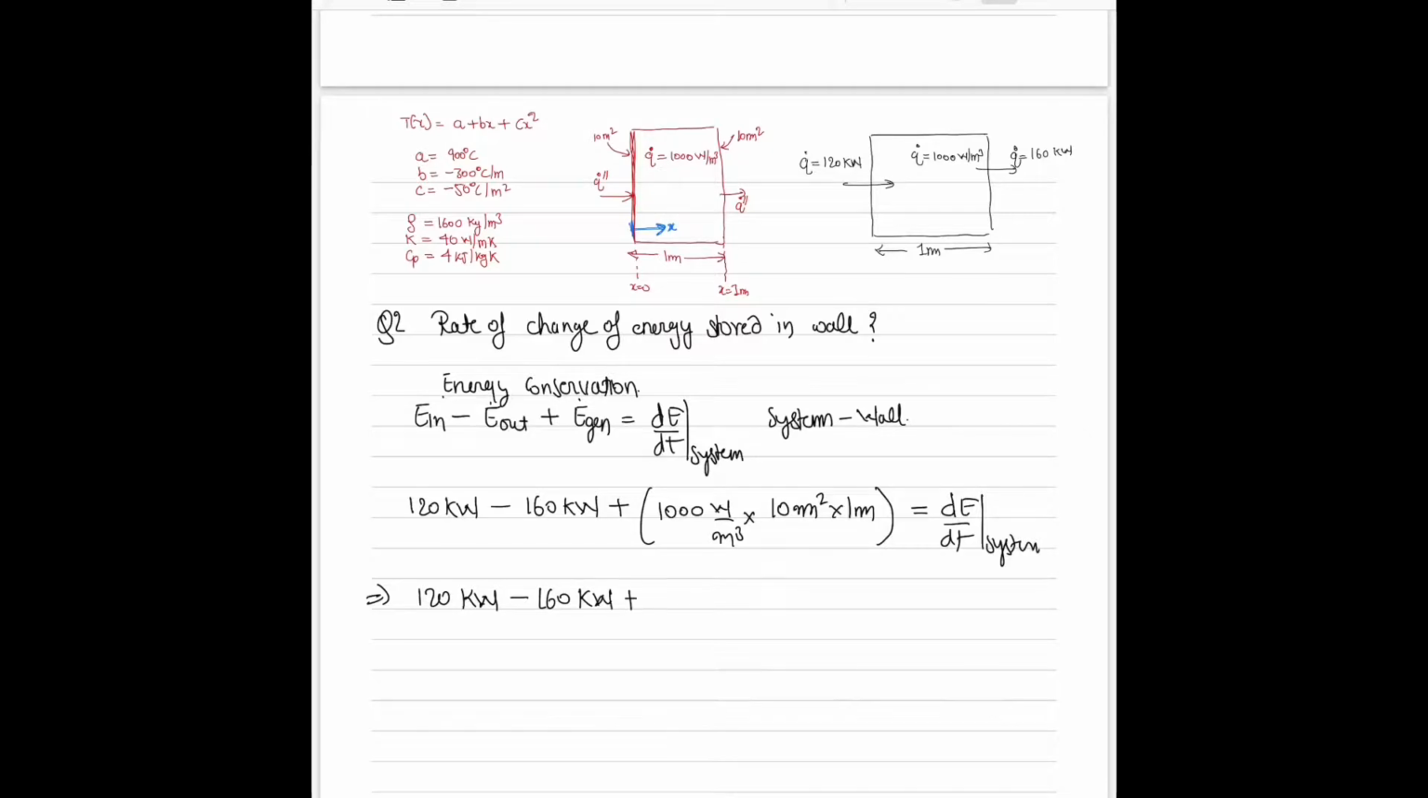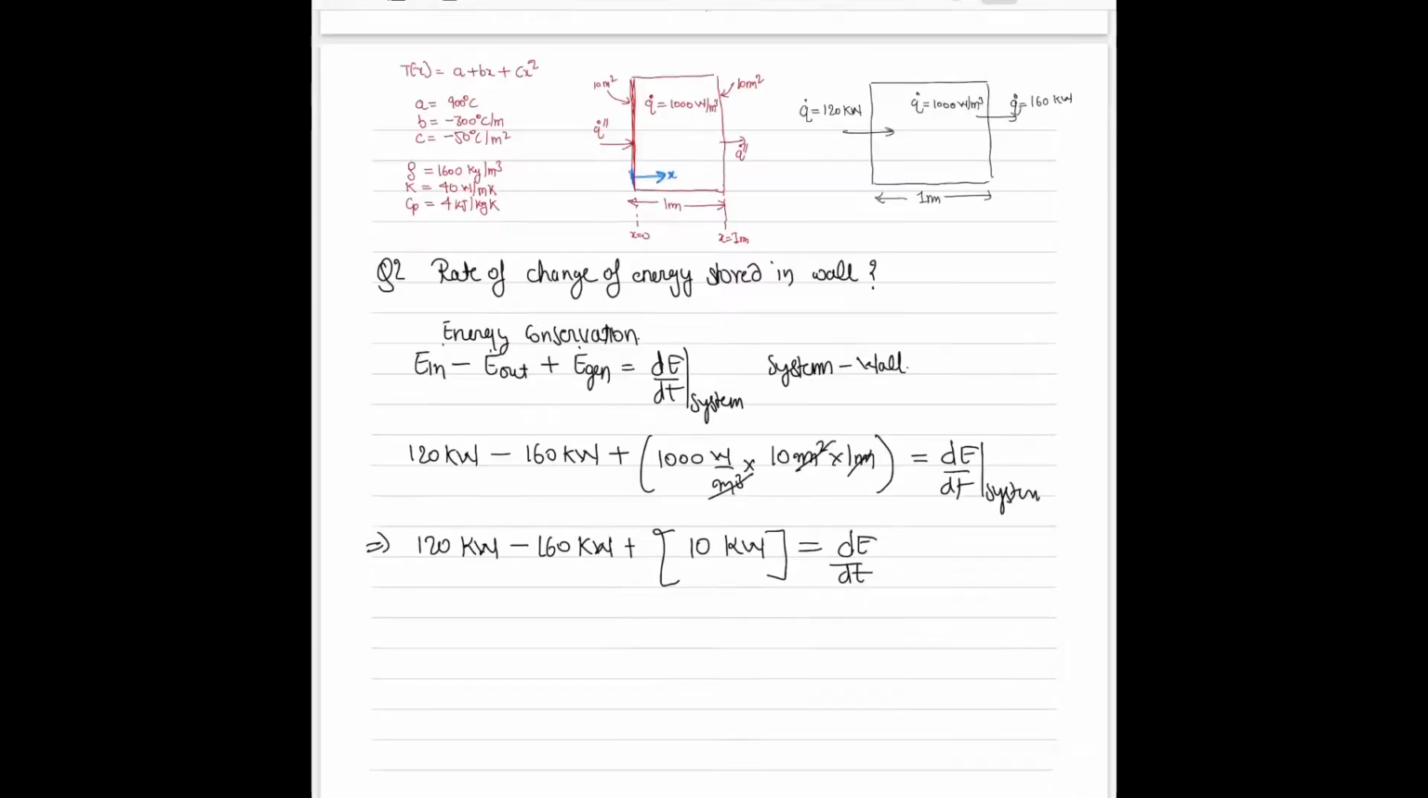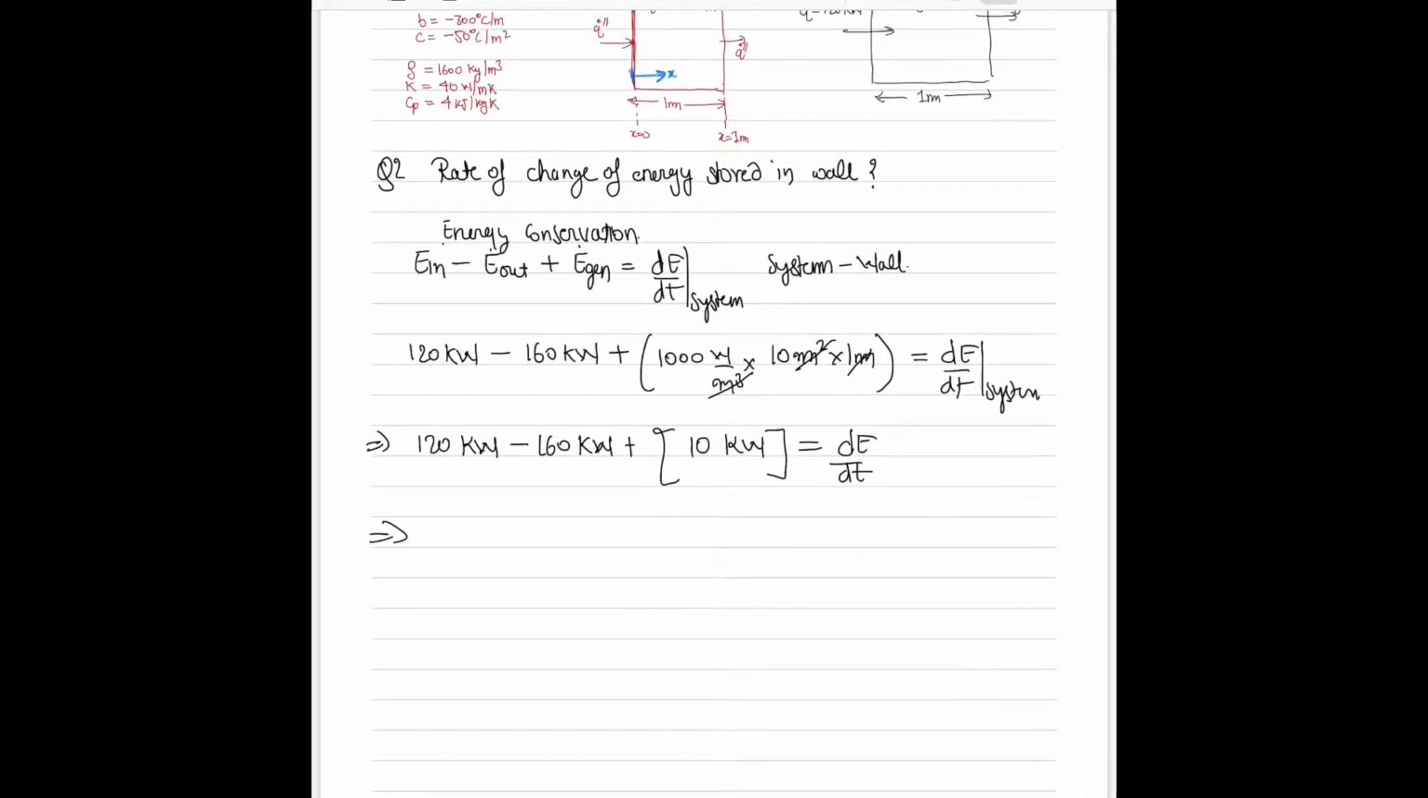So from here we have 120 kilowatt minus 160 kilowatt plus, and this will reduce, the meter cube will cancel and we will have 10 kilowatt of energy, and this is equal to the change in energy of the system, that is our wall. So when you solve it, it will come to minus 30 kilowatt, equal to del E by del T of system.